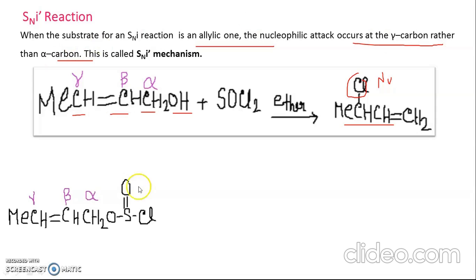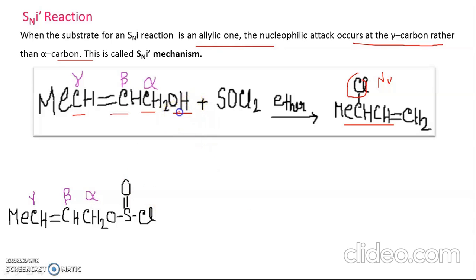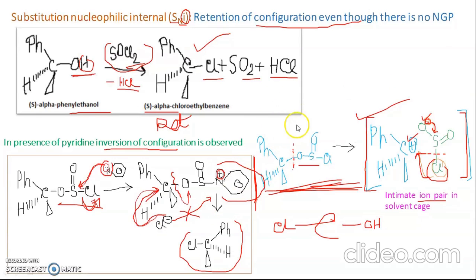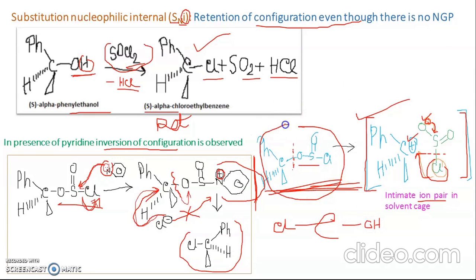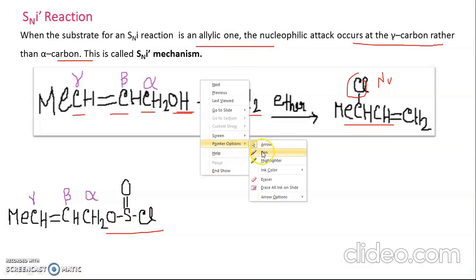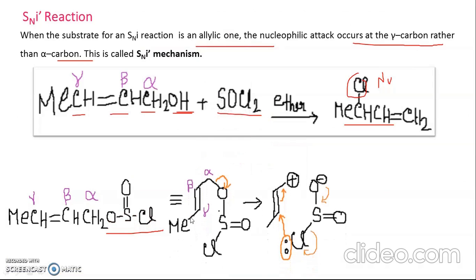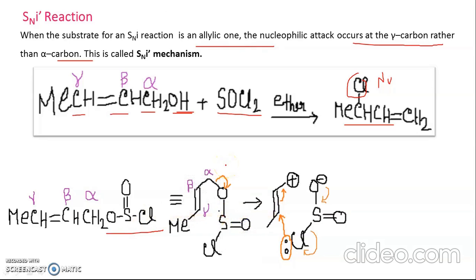Again I have written the structure, which is the product after the first step, because there will be interaction between OH and SOCl2, and you will get this type of structure. You have already seen this type of structure in the previous slide. Just remember this blue structure. So first OSOCl is formed, and after that I have given an equivalent sign and drawn the same structure in a different way, so that it will be easier for us to understand the mechanism.